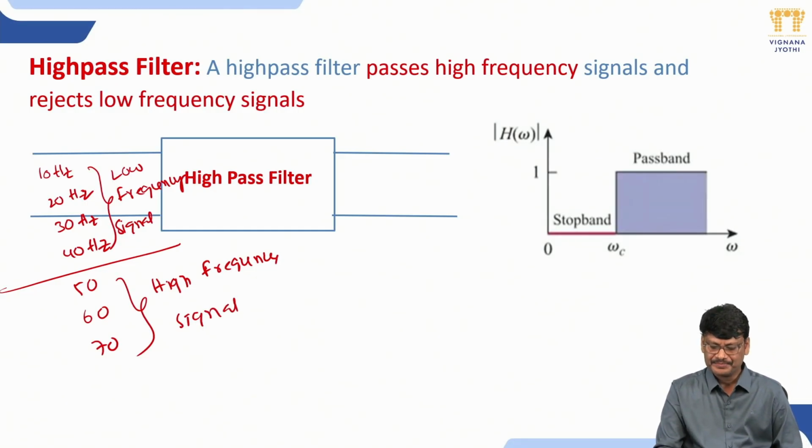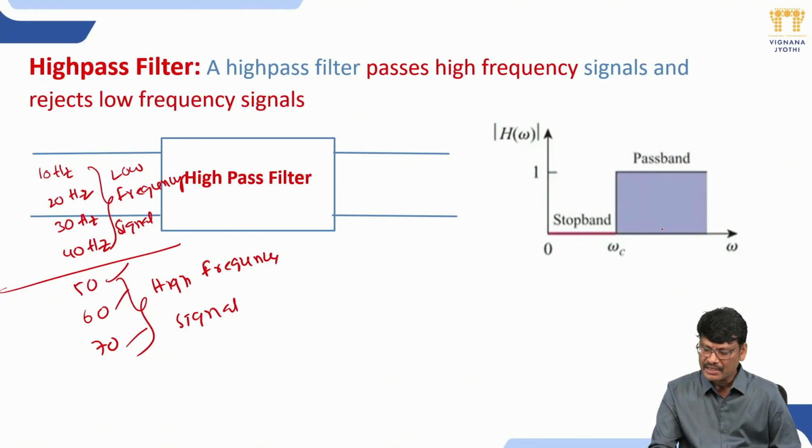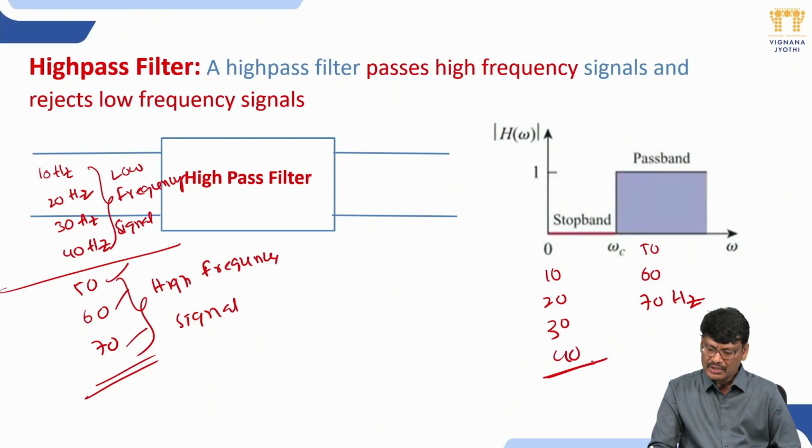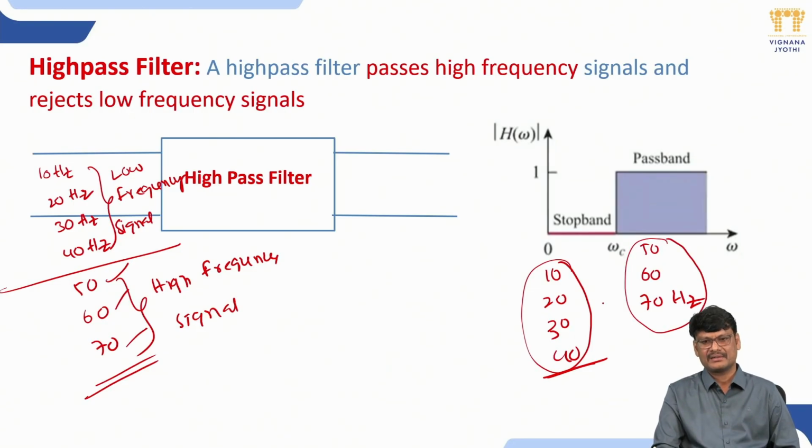Now coming to this high pass filter. A high pass filter passes high frequency, that means 50 Hz, 60 Hz and 70 Hz. It passes the 50 Hz, 60 Hz, 70 Hz frequency signals, as these come under high frequency signals. Now coming to low frequency, these are the low frequency range: 10, 20, 30 and 40. Now the high pass filter stops or rejects these low frequency signals, and passes the high frequency signals. So this is the operation of a high pass filter.